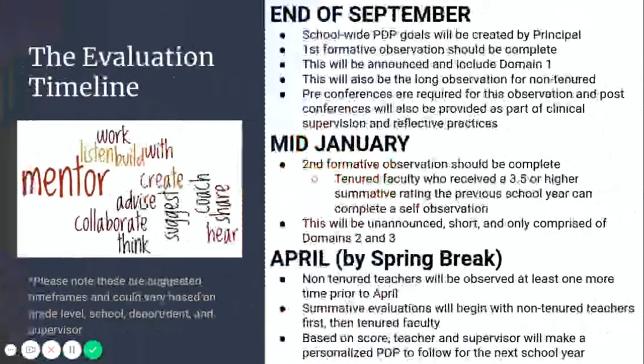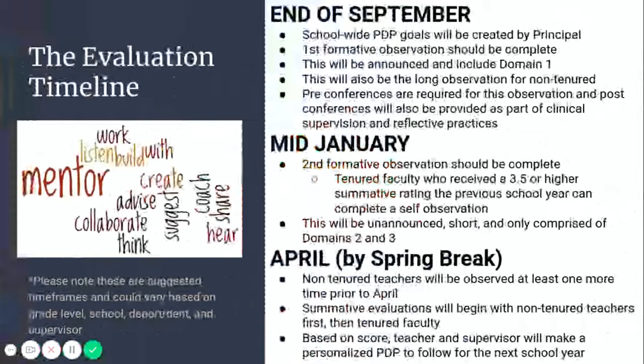What does this timeline look like? The evaluation timeline is pretty dependent upon each school. So there are 26 schools in Woodbridge Township, and they function a little bit on a different timeline. But in general, this is where you are going to see your observations and evaluations be completed. By the end of September, your first formative observation will be complete, your announced one with Domain 1, preparation and planning, and also the long observation for non-tenured teachers. Pre-conferences will be required for this observation and post-conferences as part of that clinical supervision and reflective practice that we're trying to achieve here in Woodbridge.